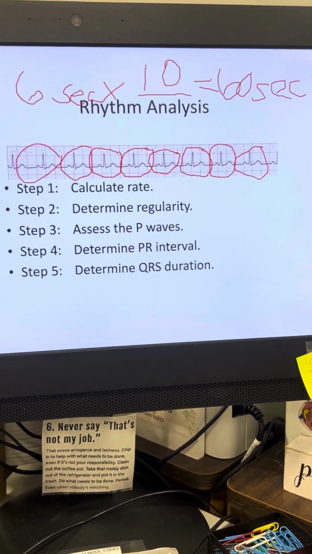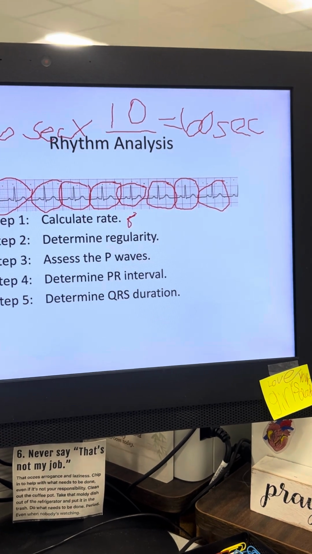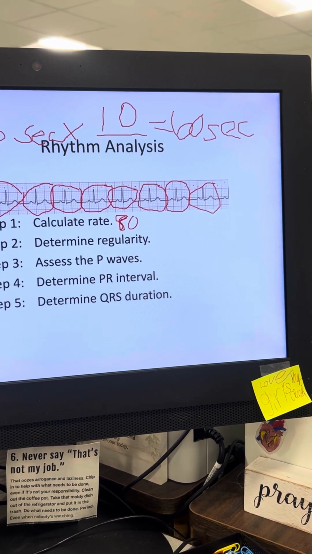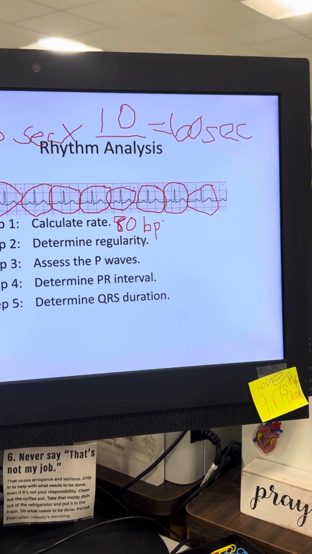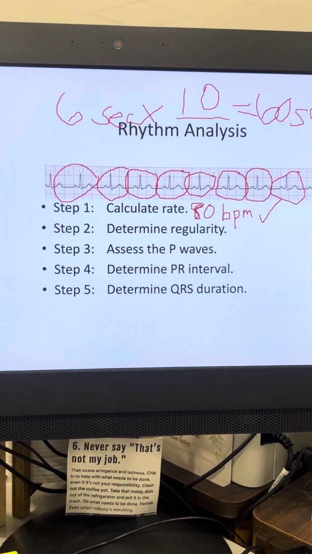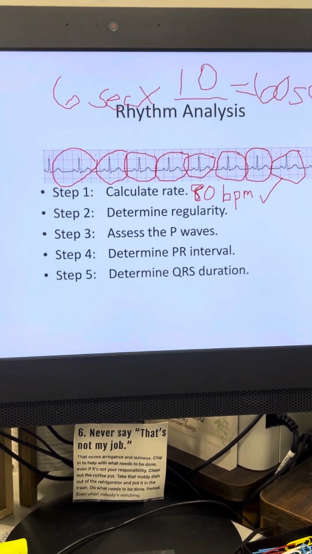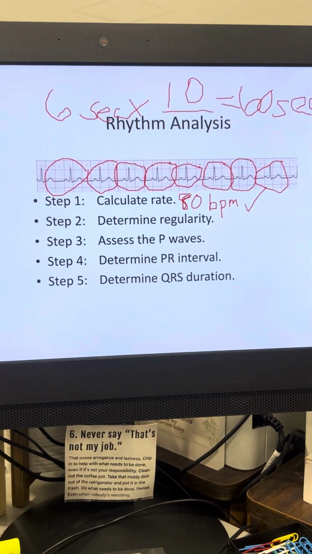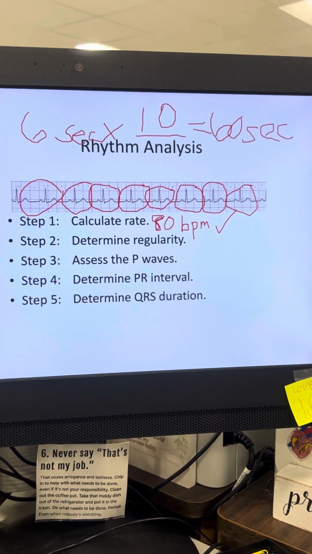So my rate, where did my mouse go? Okay, my rate is going to be 80 beats per minute. Is this normal? Check. That's normal, okay? Because normal heart rate is 60 to 100, and this is 80, so check. Now I'm going to look at the P waves, and then we're gonna determine if it's irregular or not, okay?